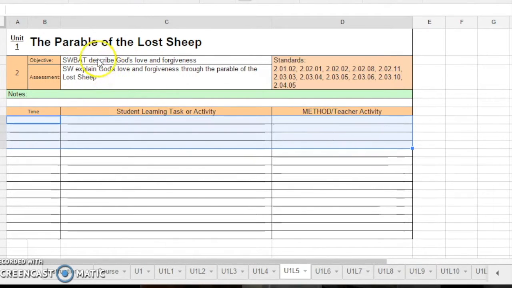The first thing I think about is my objective, where the students will be able to describe God's love and forgiveness. Now this is quite broad at the moment, but I like to keep it broad until I finish the exact lesson, and then I can go back and refine it. The same with the assessment. I normally keep the assessment quite broad at the beginning so that at the end I can really see what I need to assess in completing the whole lesson. So as I plan it, I can see what exactly needs to be assessed.